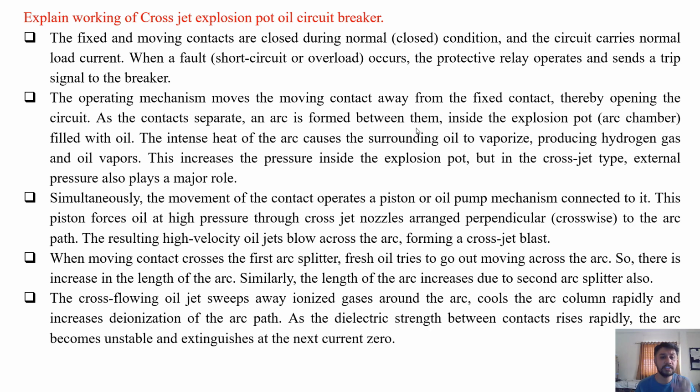When the moving contact crosses the first arc splitter, fresh oil tries to go inside, moving across the arc, so there is an increase in the length of the arc. Similarly, the length of the arc increases due to the second arc splitter also. The cross-flowing oil jet sweeps away ionized gases around the arc, cools the arc column rapidly, and increases the dielectric strength of the medium, or deionization of the arc path. As the dielectric strength between the contacts rapidly increases, the arc becomes unstable and extinguishes at the next current zero interval. So this is how the cross-jet explosion pot oil circuit breaker works.